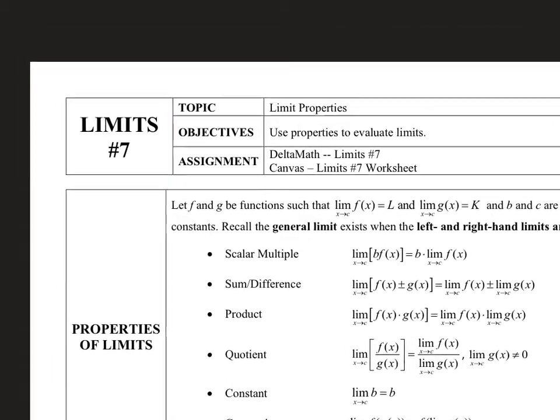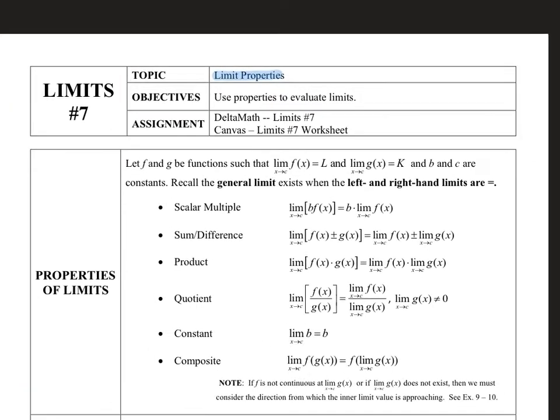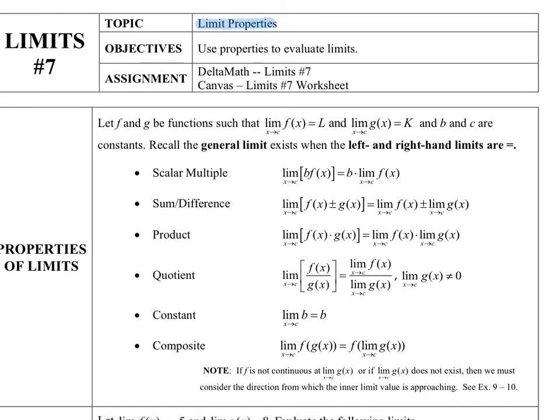Limits number 7 is all about limit properties. And this tells you what you're allowed and not allowed to do with limits. And down here we've got a list of properties right here. So the scalar multiple property says if you're doing the limit and you're multiplying by a constant right here, it's okay just to pull that constant to the outside.